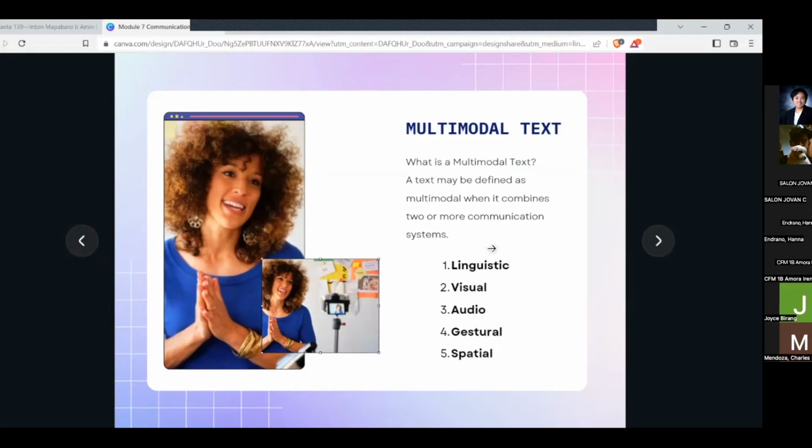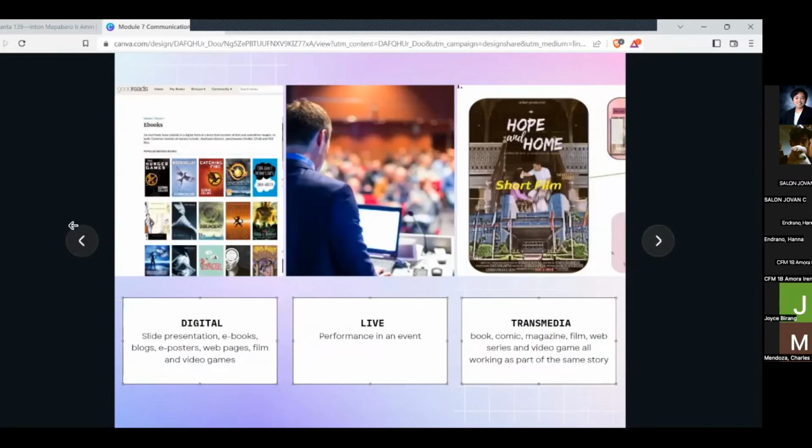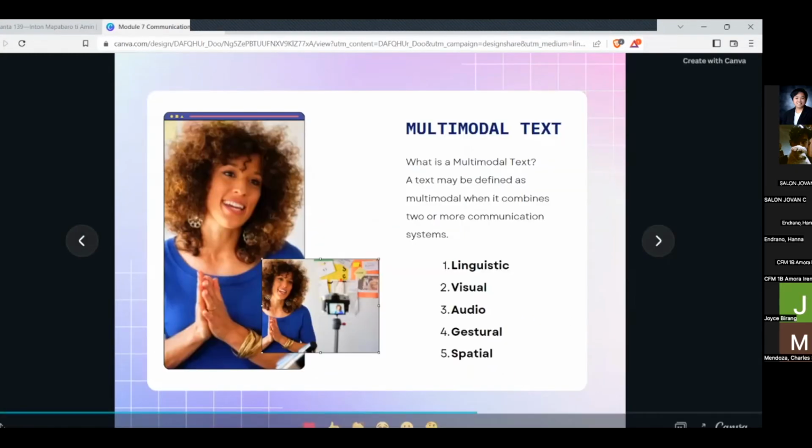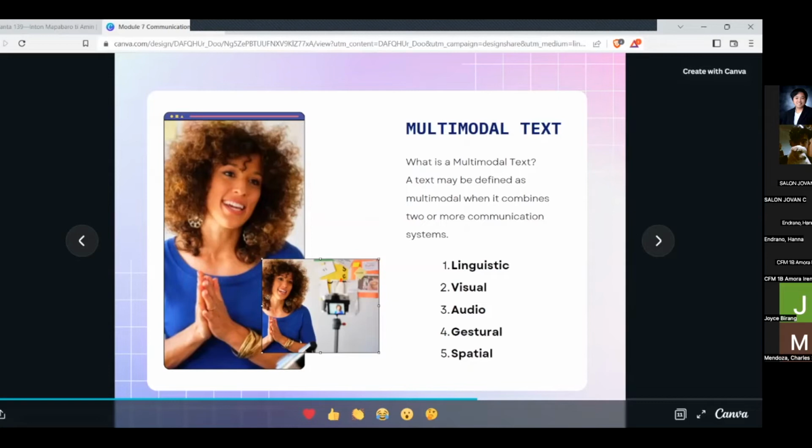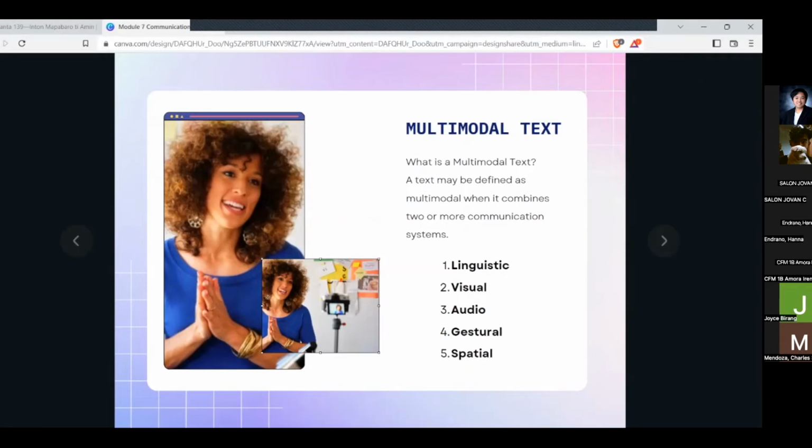By the way, any questions? Any questions so far? Am I too fast? No, it's okay. All right, no questions. So I suppose you are able to understand that.